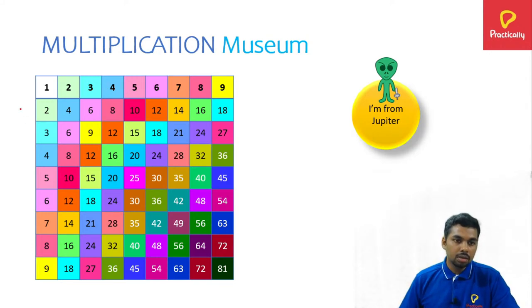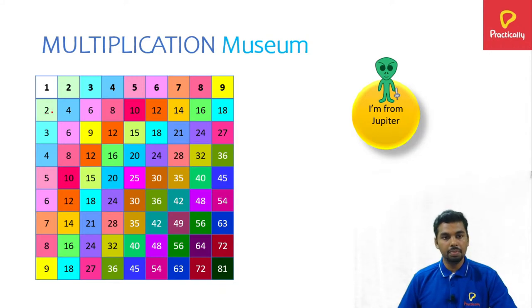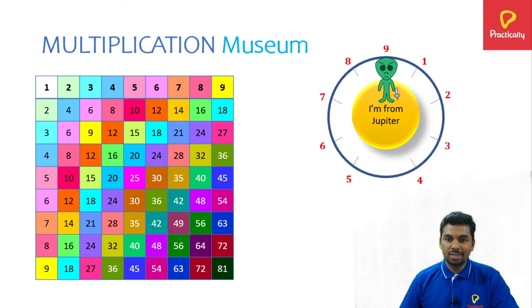Up to 9. The second row is going to be 2 multiplied by 1, 2 multiplied by 2, 2 multiplied by 3, etc., up to 2 multiplied by 9. The third row is similar: 3 into 1, 3 into 2, 3 into 3, etc. The final row is 9 into 1, 9 into 2, 9 into 3, 9 into 4, etc., up to 9 into 9. Now, do you recall this 9-point circle that we learned? Anybody recall the 9-point circle?